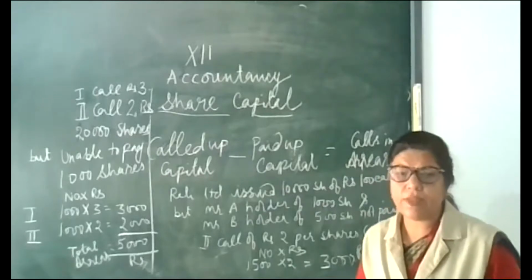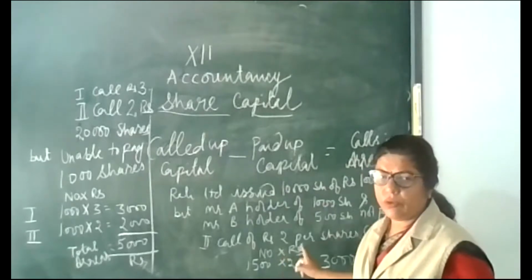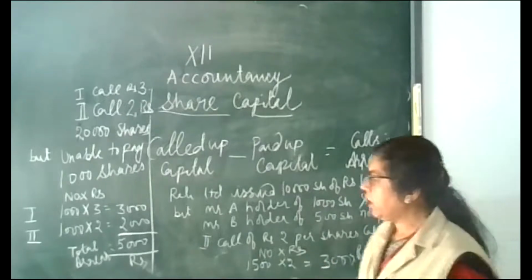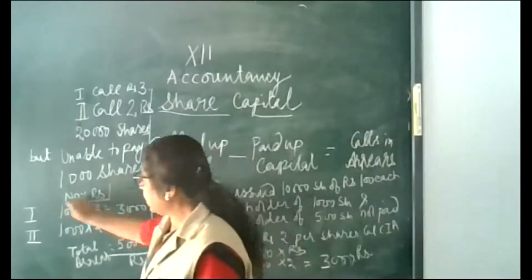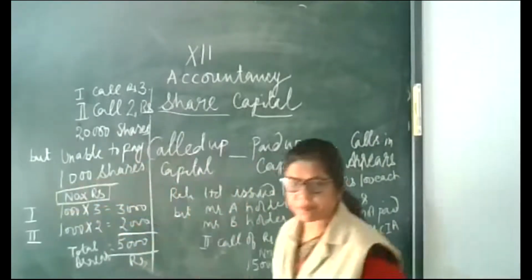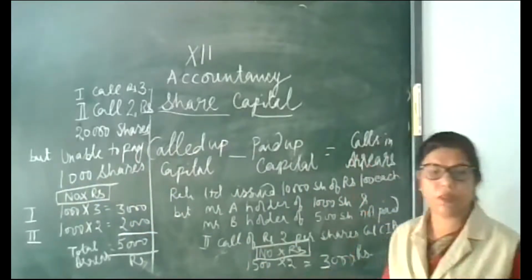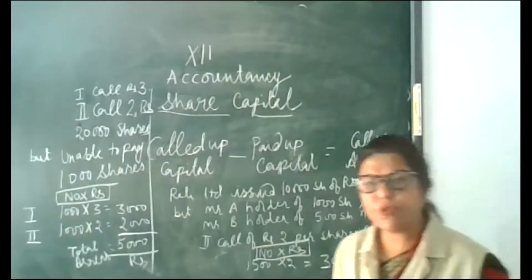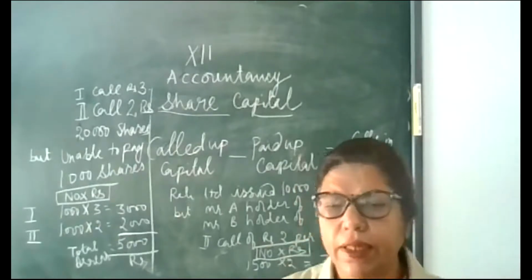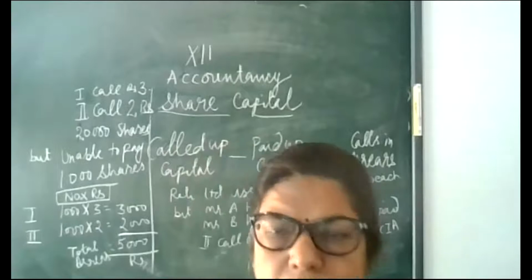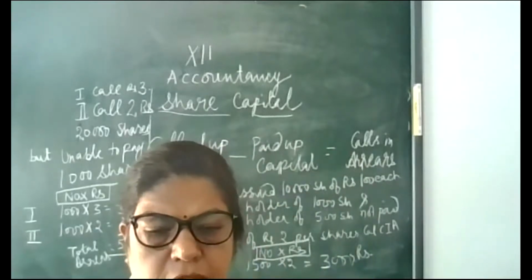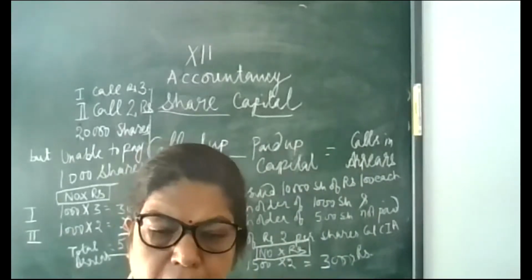It's very easy. You can learn the one formula, that is numbers into rupees. By this formula we can calculate arrears, we can calculate advance. On every step, we can calculate by numbers into rupees.